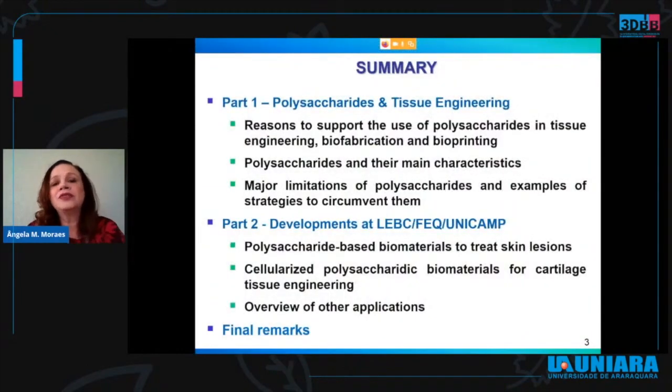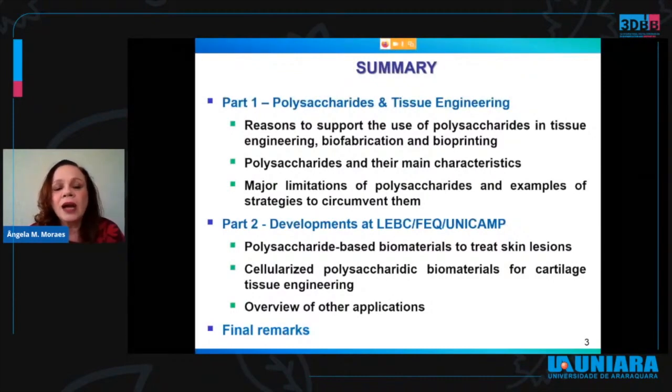And my talk will be divided, in fact, in three parts. In the first part, we will talk about polysaccharides and tissue engineering as a whole. I'll show you the reasons to support the use of polysaccharides in tissue engineering, biofabrication, and bioprinting. We will see a bit of the polysaccharides and their main characteristics. We will also talk about major limitations of polysaccharides and examples of strategies to circumvent them.